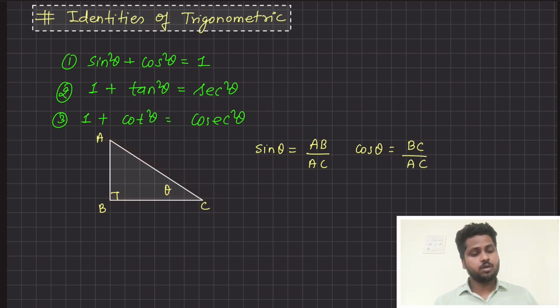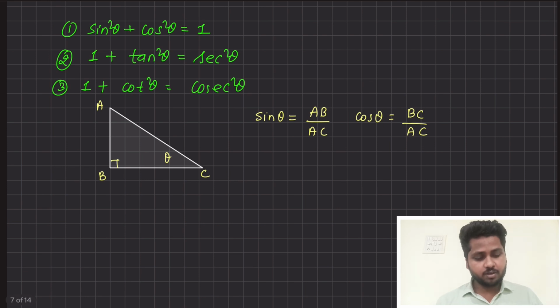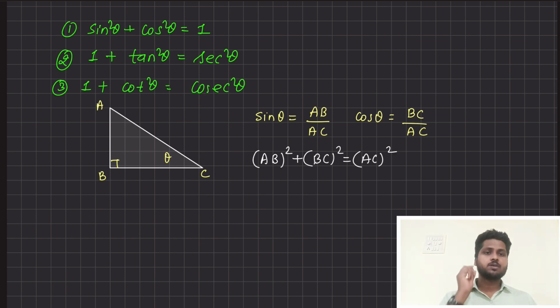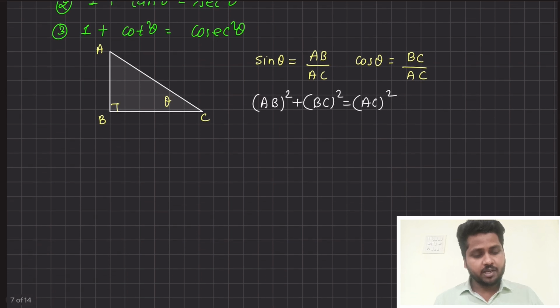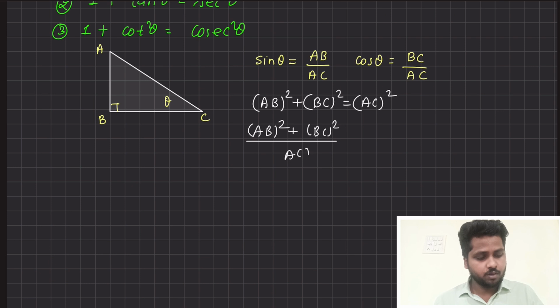Now tell me, using Pythagoras theorem, what can you write here? Let us apply the Pythagoras theorem for this triangle. So we get AB square plus BC square is equal to AC square. Understanding? Pythagoras theorem says that side 1 square plus side 2 square is equal to hypotenuse square in any right angle triangle. Okay, so if I divide the whole equation by AC square, then we get AB square plus BC square upon AC square is equal to AC square upon AC square.